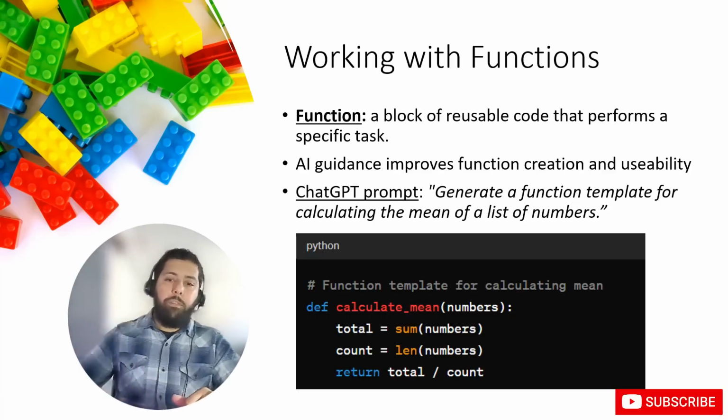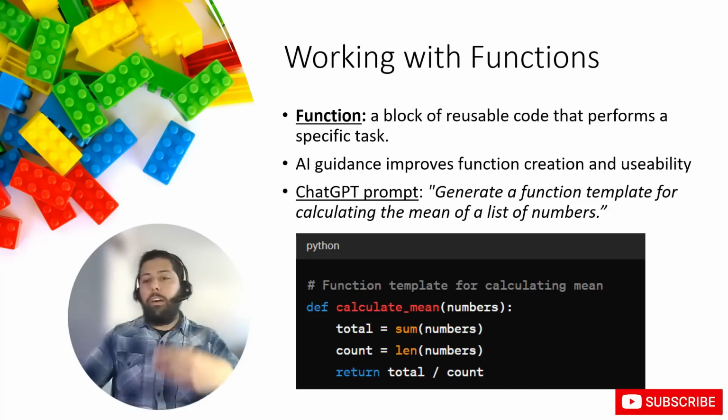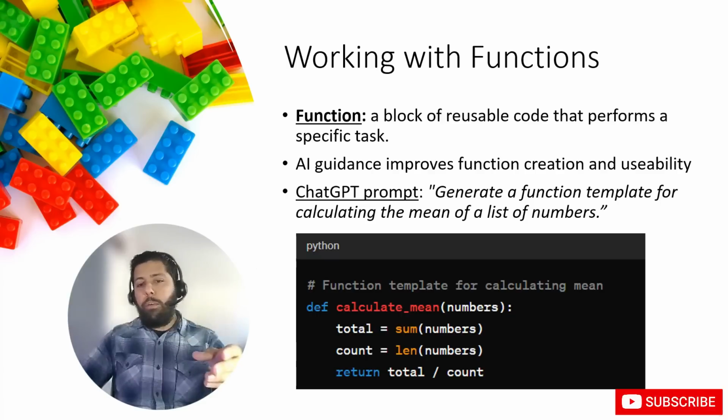And then I have within the function some variables here. So the total is equal to the sum of the numbers. The count is equal to the length, which is len of the numbers. And then the return is basically the total divided by count. So anytime a developer, or in this case AI, calls calculate underscore mean, it will call this function and insert arguments, insert numbers to this function.